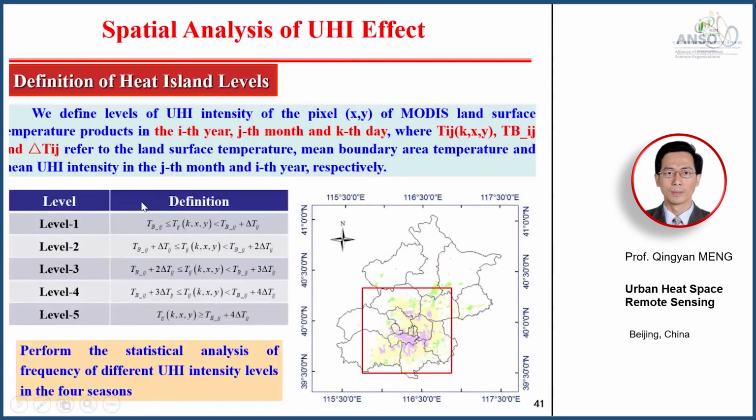And then we define the level of the urban heat island intensity of the pixel of the MODIS land surface temperature products into years, months, and days. And then this one refers to the land surface temperature, the mean boundary area temperature, and the mean urban heat island intensity in the point. And then we have the different levels, 5 levels, and perform the statistical analysis of the frequency of the different urban heat island intensity levels in the 4 seasons.